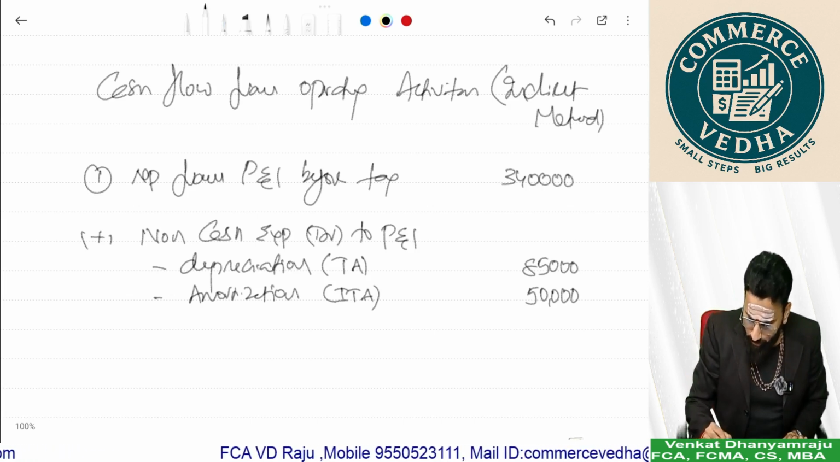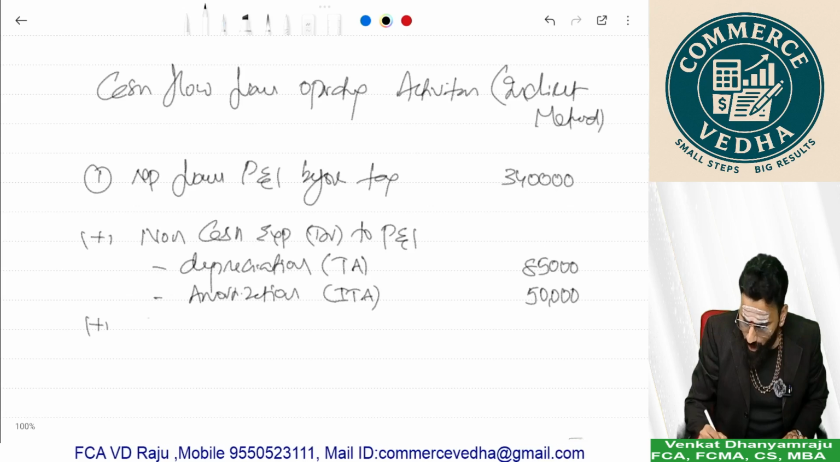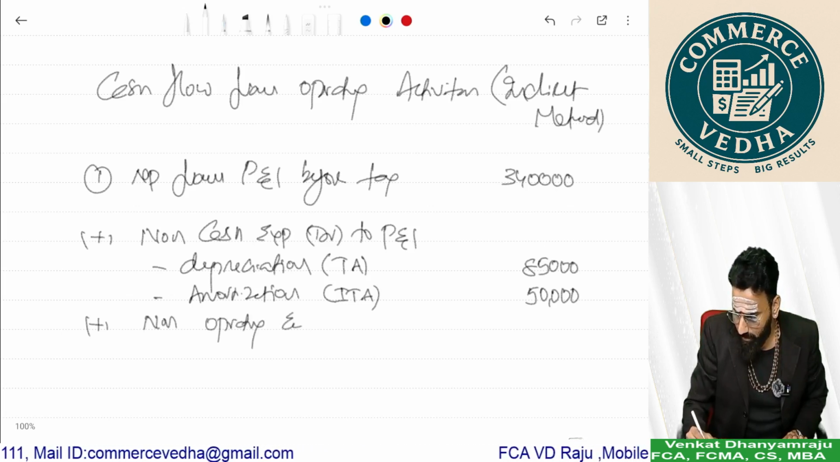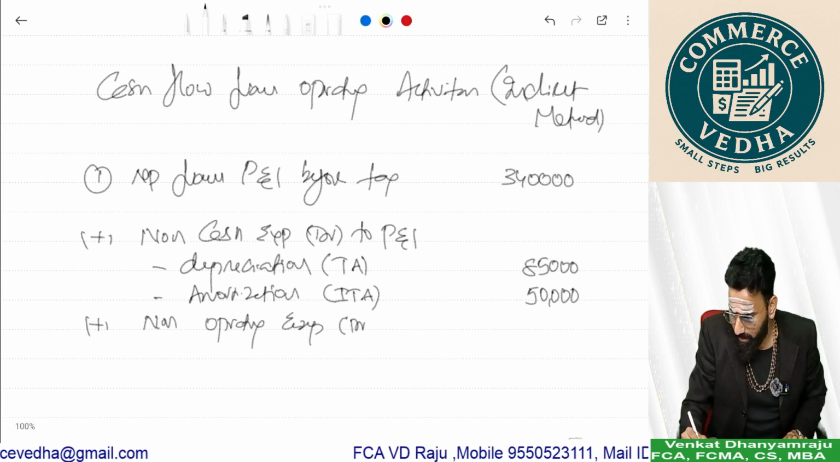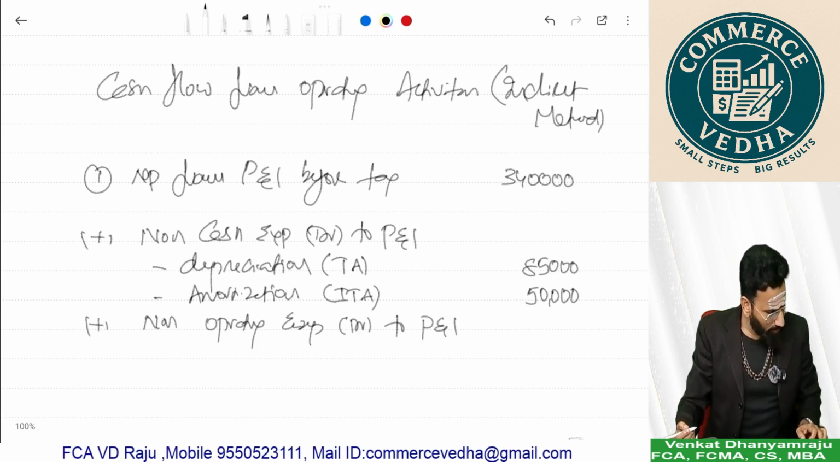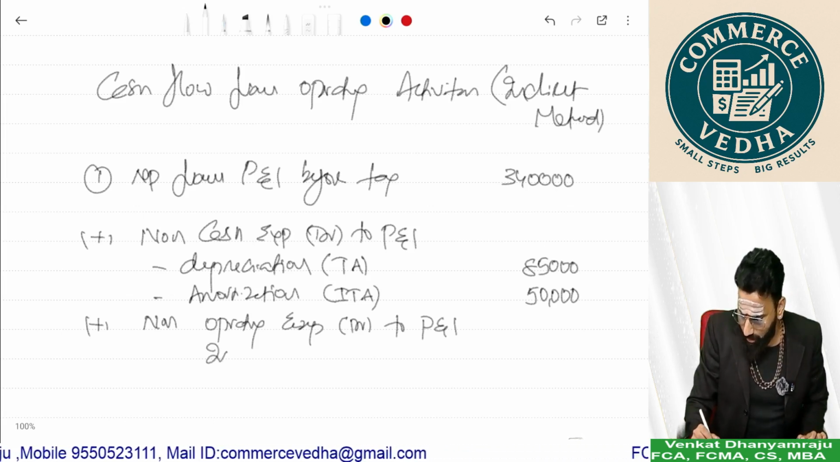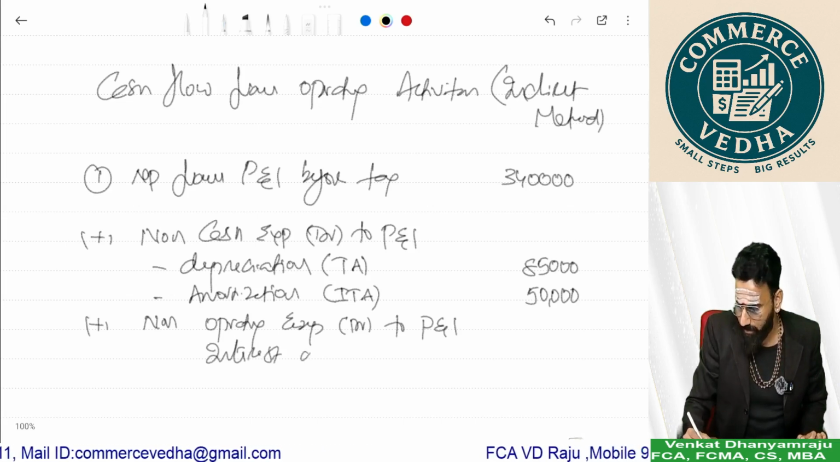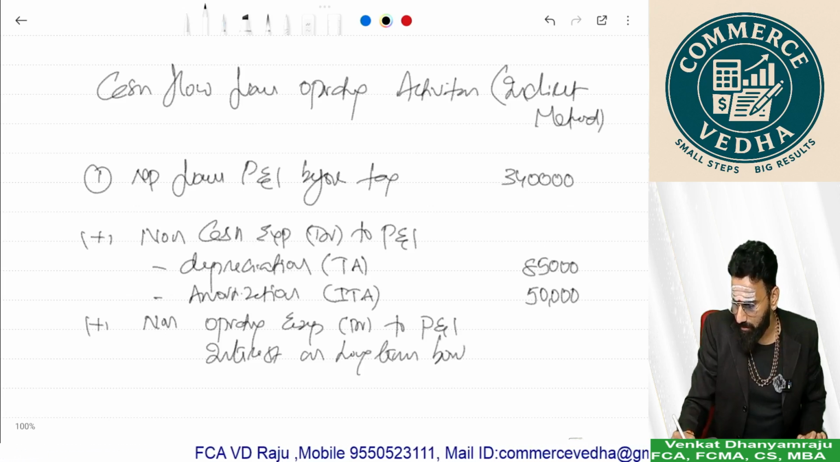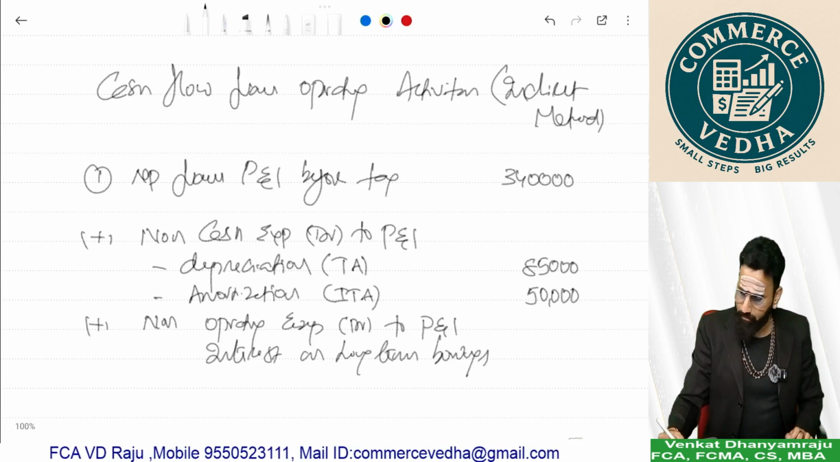Then I also need to add back non-operating expenses debited to P&L. What is my non-operating expense? Here is interest on long-term borrowing, that is 40,000.